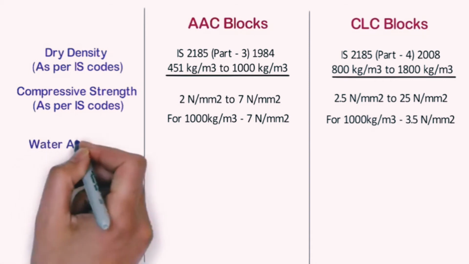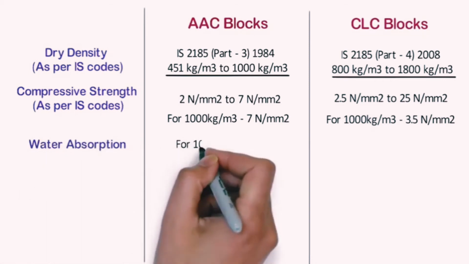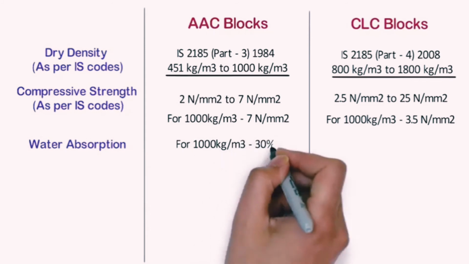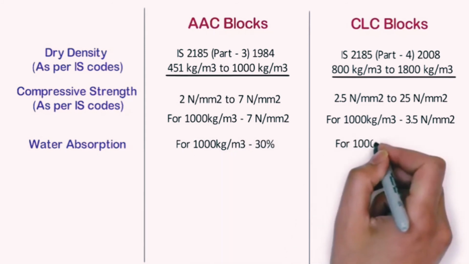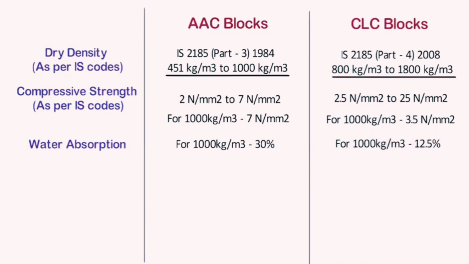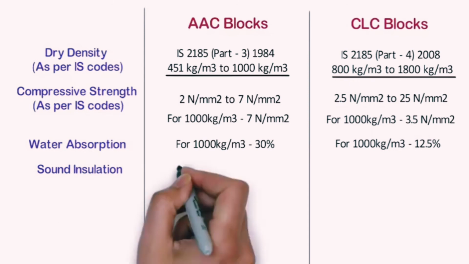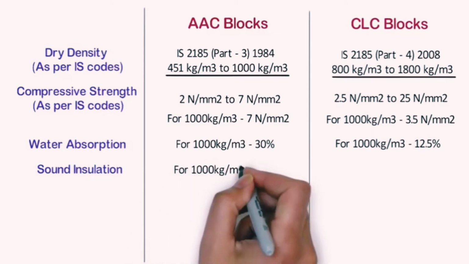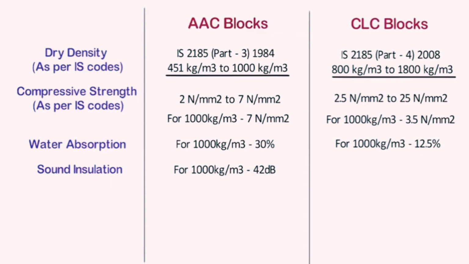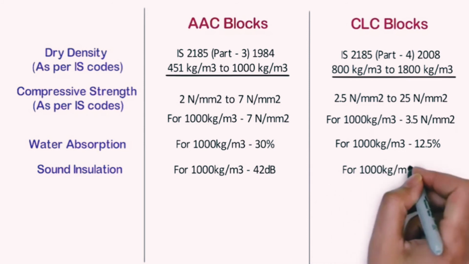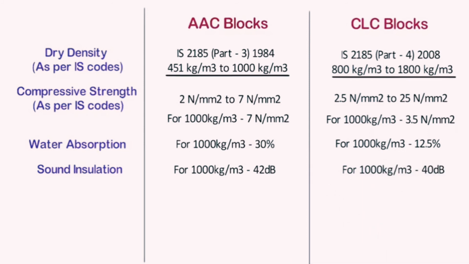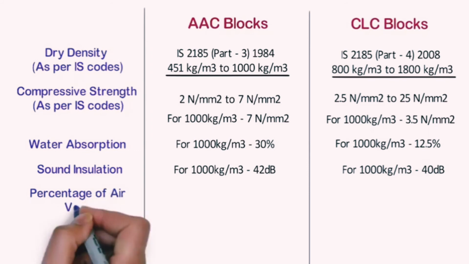Water absorption. For a density of 1000 kg per m3 of AAC block, the water absorption is 30%. Whereas for a density of 1000 kg per m3 for CLC block, the water absorption is 12.5%. Sound insulation. For a density of 1000 kg per m3 for AAC block, we get the sound insulation of 42 decibels. Whereas in case of CLC blocks, for a density of 1000 kg per m3, we get the sound insulation of 40 decibels. Percentage of air voids.